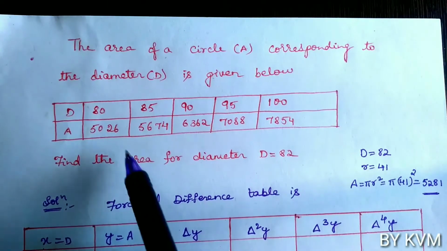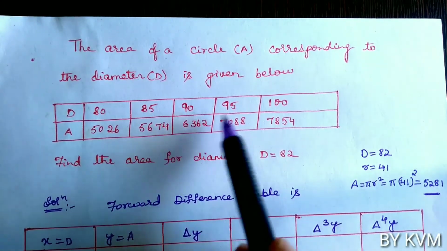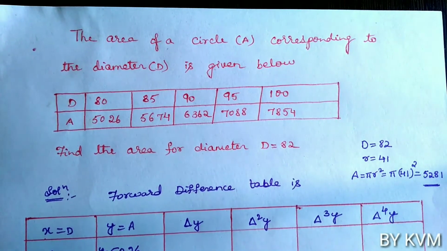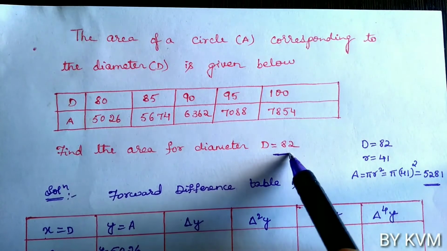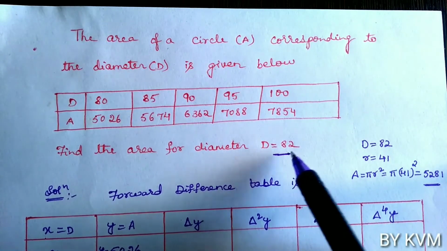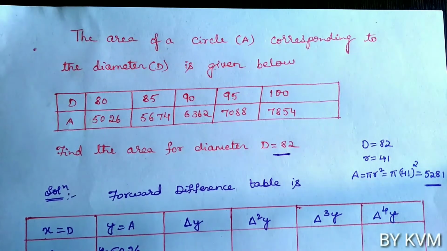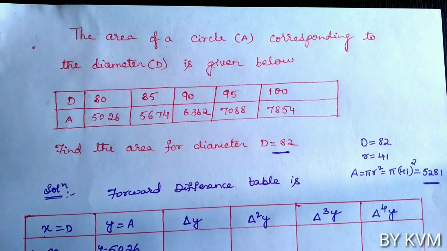Now here, how many values are given? 5 sets of points are given. First we have to see that we have to find the area for the diameter 82. Here 82 is near to the first value, that is x naught. That means we have to apply Newton's forward interpolation formula.